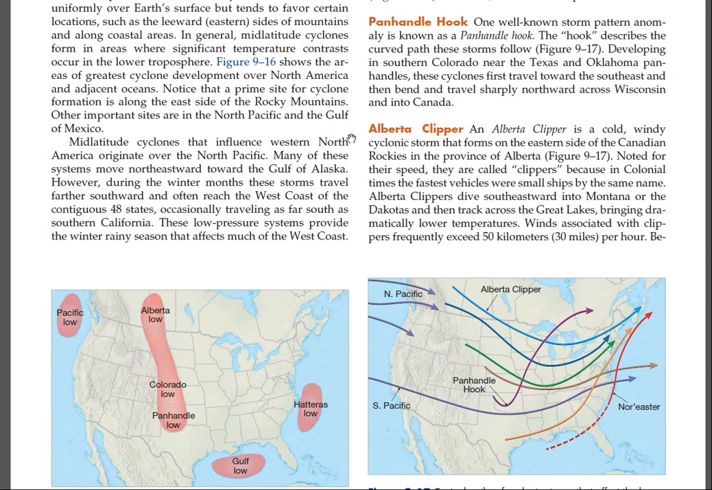Alberta Clipper. An Alberta Clipper is a cold, windy cyclonic storm that forms on the eastern side of the Canadian Rockies in the province of Alberta, Figure 917. Noted for their speed, they are called clippers because in colonial times the fastest vehicles were small ships by the same name.